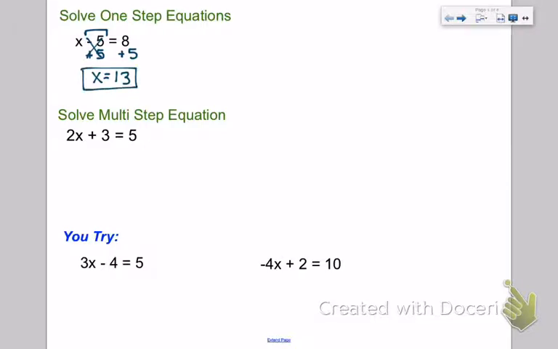When we move on to a multi-step equation, we have to think about what term is not attached to the x. I'm going to write it over here on the side: the non-variable term. So the non-variable term has to come first.